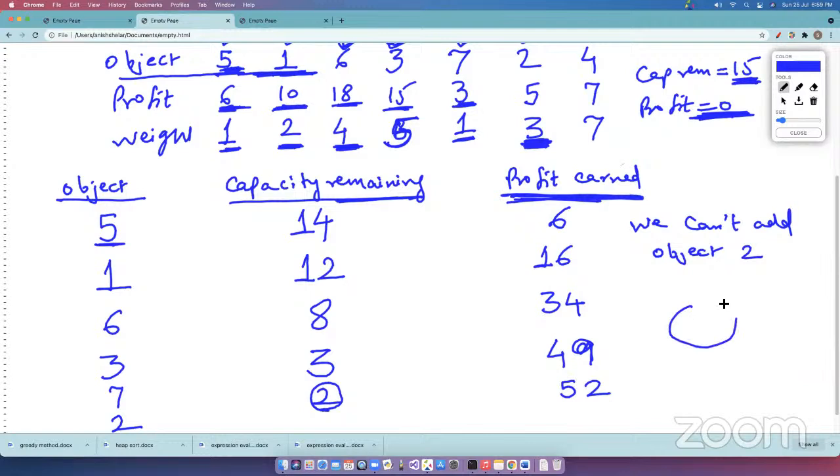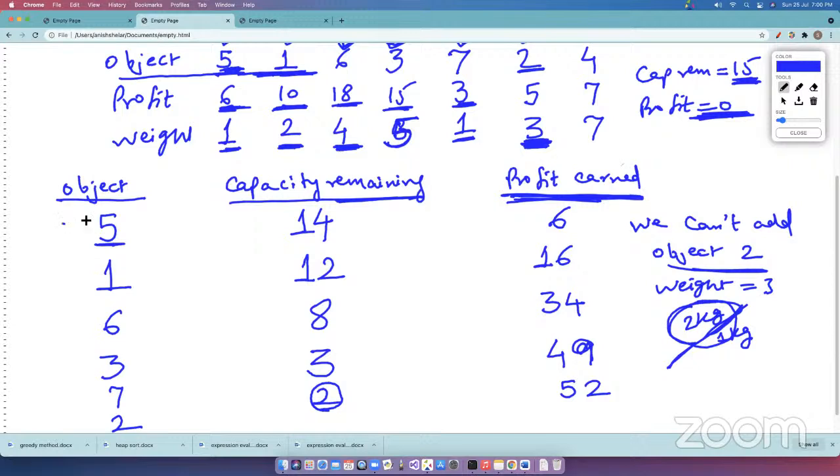Imagine this is the object. You break it into 2 pieces such that the 2 kg part is separated from the 1 kg part. This is object number 2, which has actually weight of 3. You can break it into 2 parts, correct? And this part, 2 kg, can be added in the knapsack. So we are partially adding this object number 2. We are not adding it fully.